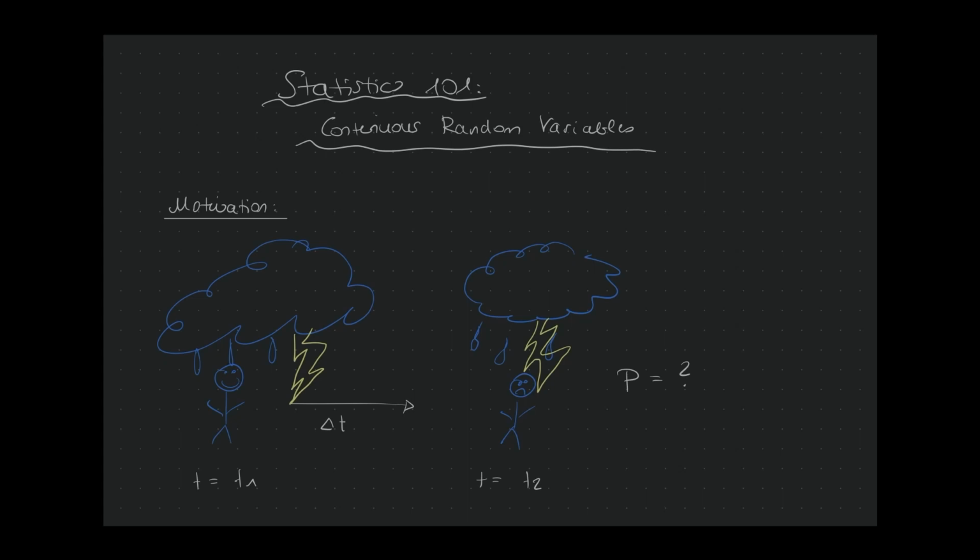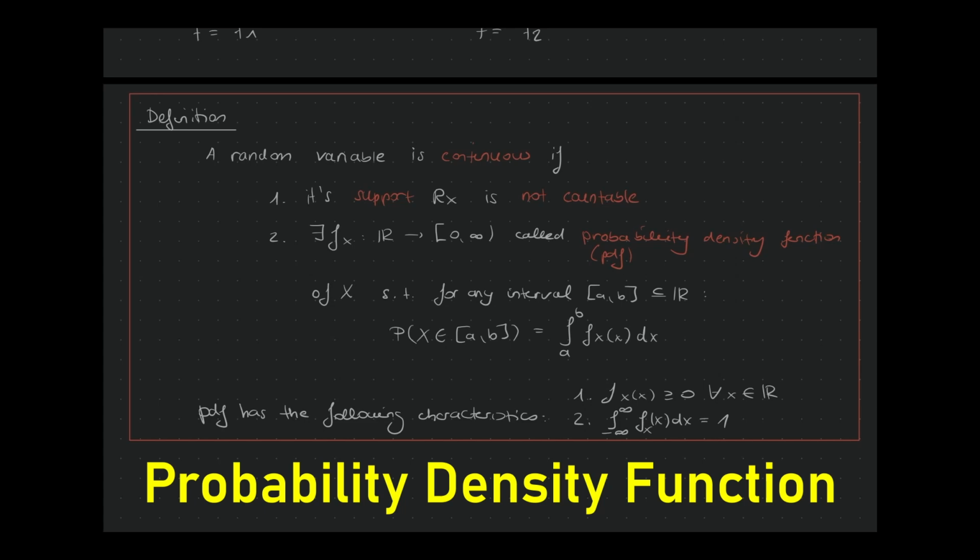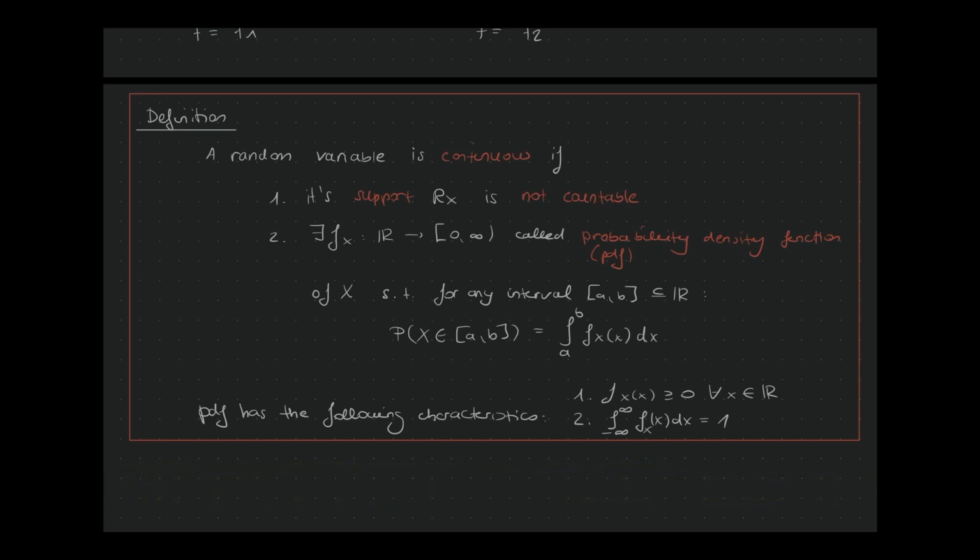So let's start with the definition of a continuous random variable. A random variable is continuous if its support Rx is not countable, and second, there exists a function that maps real numbers onto the interval 0 to infinity, where infinity is excluded. This function is called probability density function, or PDF for short. This PDF can be evaluated on any interval from a to b that is a subset of the real numbers. We can compute the probability by taking the integral of the PDF from a to b.